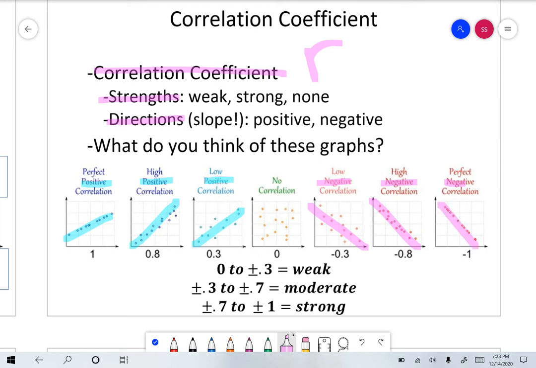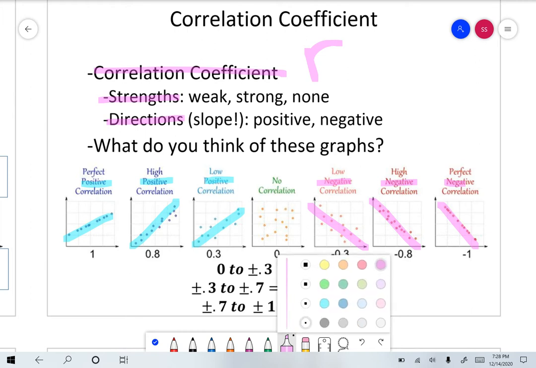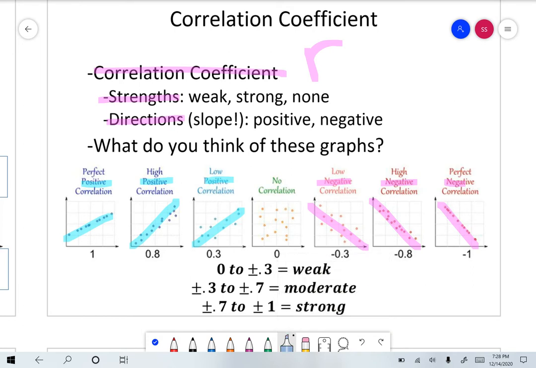And then we also have strength. So that was talking about direction. Now let's talk about strength. Strength meaning, is it really accurate data? Is it consistent? Would it be very useful in predicting things? That's what I mean by strength. Here, let's just use a darker blue. A perfect correlation, so you could have positive or negative perfect, would mean it's in a perfectly straight line.